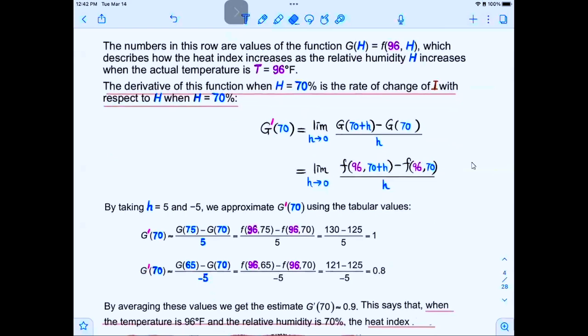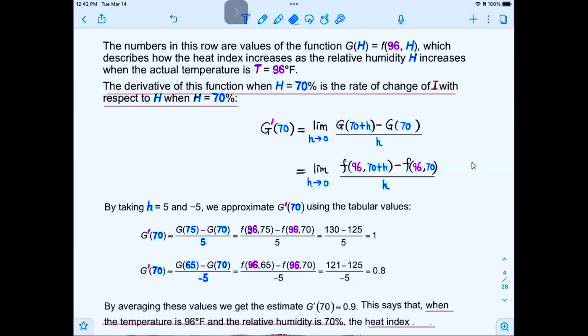Now, just like what we have done before, we can approximate this derivative using the nearby data. So if I try to find g prime of 70, I can take g of 75 subtract g of 70 and divide by 5. It's like y2 minus y1 over x2 minus x1. Right? Use that. And I got 1.